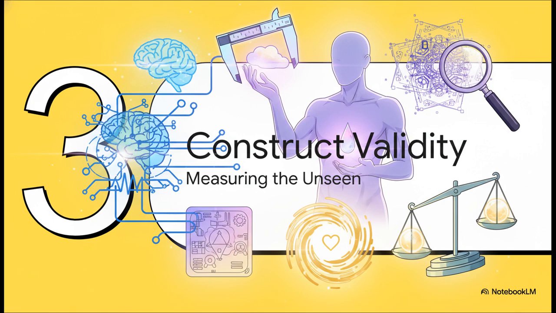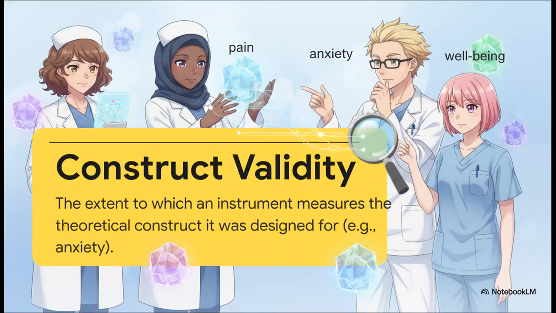Things like knowledge or patient satisfaction or grief, that's where construct validity comes into play. This is a huge deal in nursing because so many of the things we care about most are these constructs. They're abstract ideas, not things you can measure with a ruler. Construct validity is the evidence that tells us our tool is truly tapping into that complex, unseen concept we're trying to get a handle on.